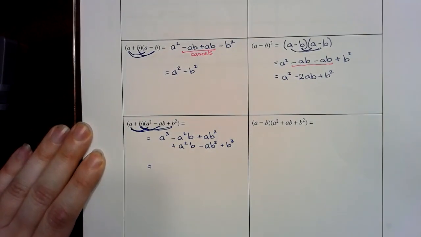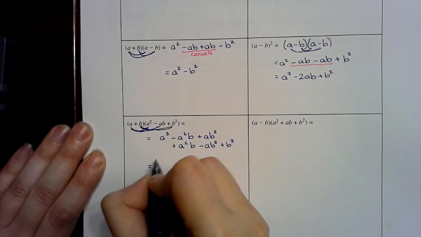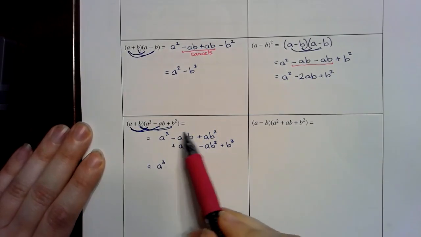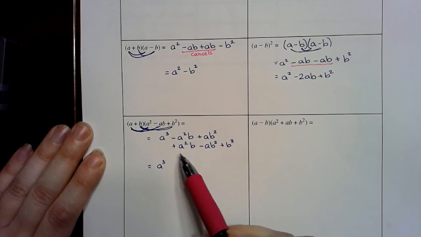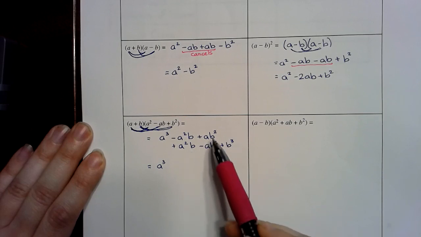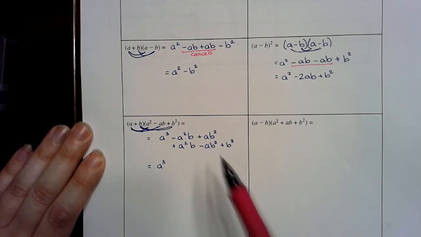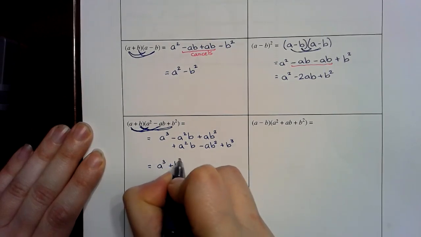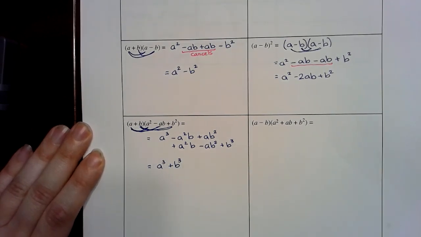Now, if I combine like terms, I have only one a cubed. This a squared b term cancels with the other because one is positive, one is negative. And the same thing happens with the ab squared terms. They also cancel. And I'll be left with just a cubed plus b cubed.